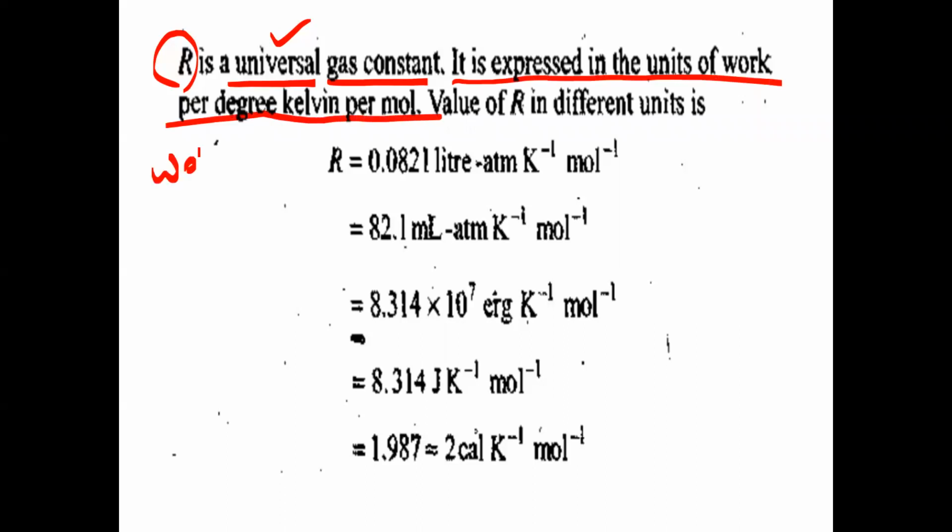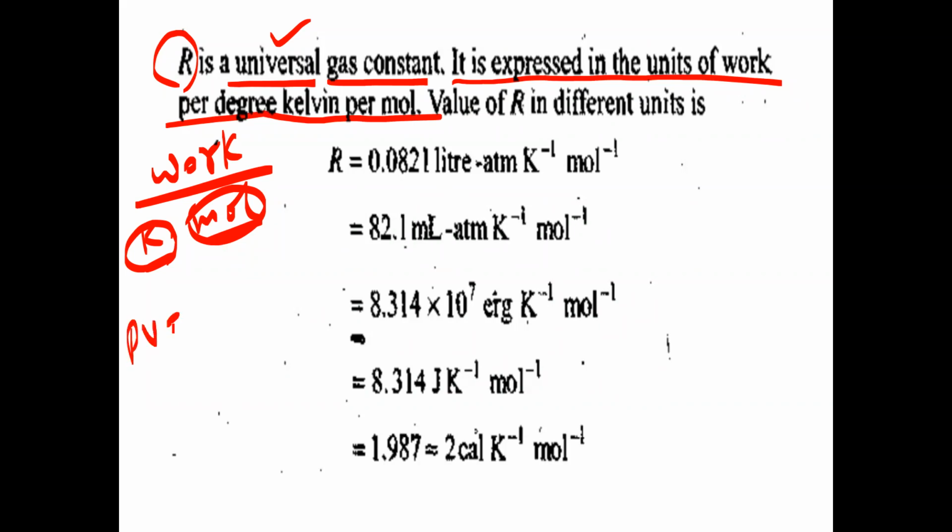So work done by the gas, divided by what here? Degree Kelvin means Kelvin temperature, and per mole. Per 1 mole per 1 Kelvin. So per Kelvin per mole we take here. Is that clear now? So here, work done by the gas divided by temperature into number of moles. So this is your formula.